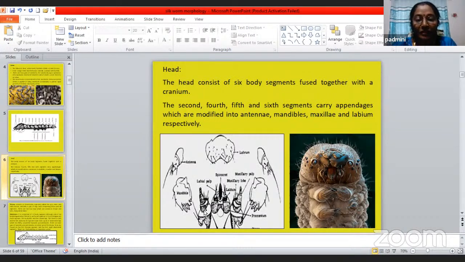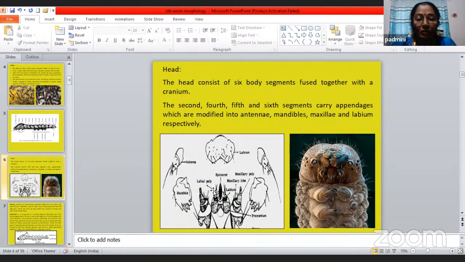Then below that, you have the maxillary lobe. This is the maxillary palp. Underneath is the maxillary lobe. So this is the maxilla that you find on either side. And in between, you have a labium. And the labium consists of a labial palp on either side.